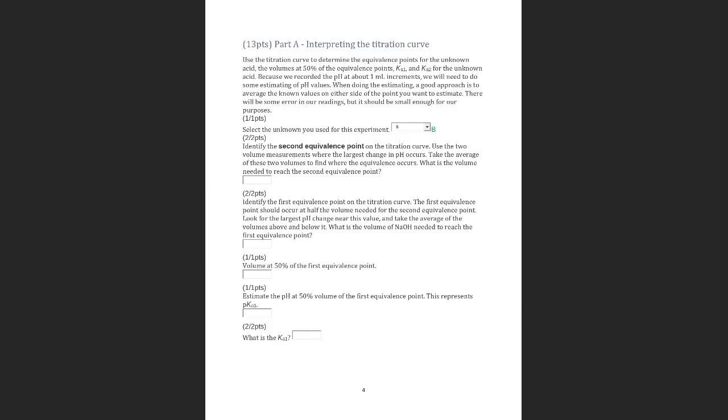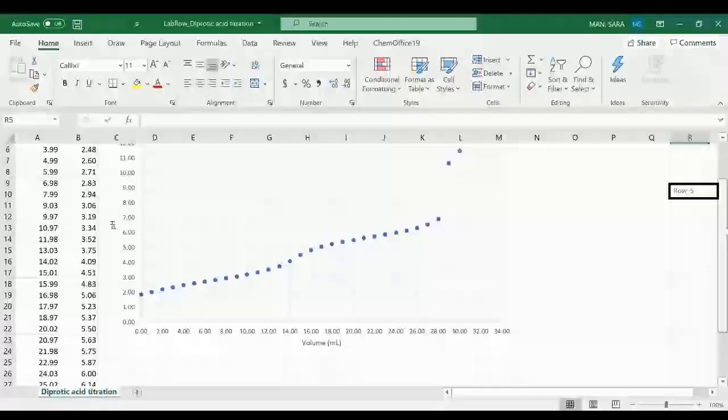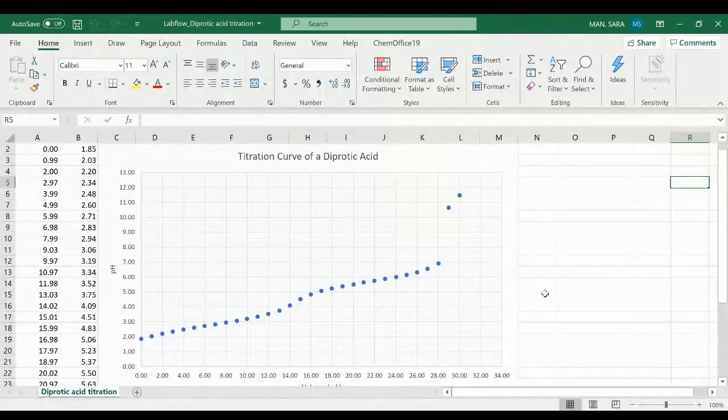So let me share the Excel. When I plugged the data into Excel, I obtained this curve. We already saw at the beginning that it has two S shapes. And they will ask you, here it says, use the titration curve to determine the equivalence points for the unknown, the volumes at 50%, and that will give Ka1 and Ka2.